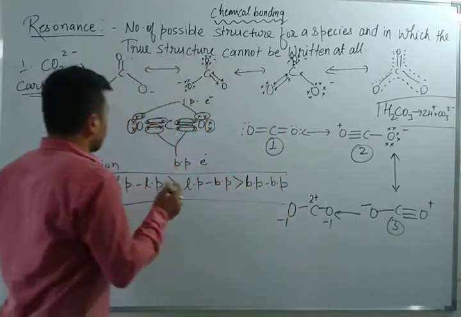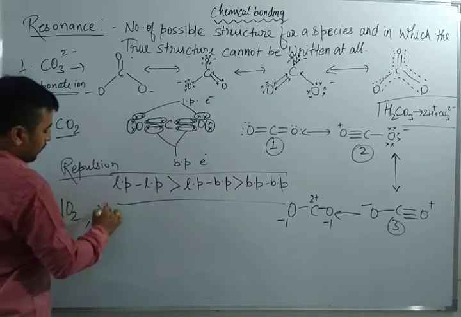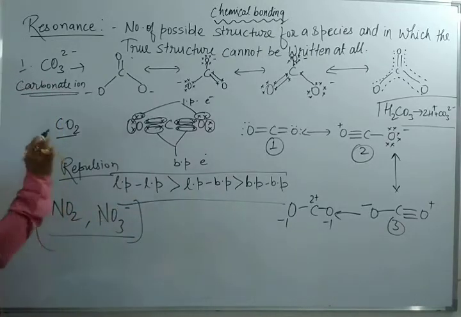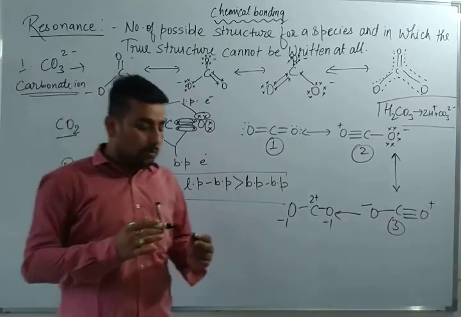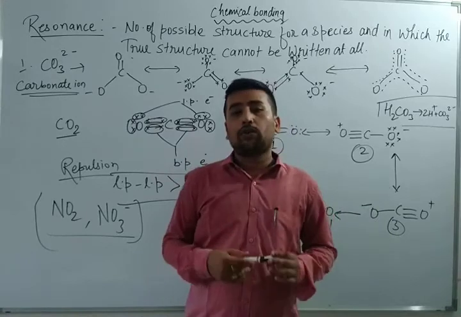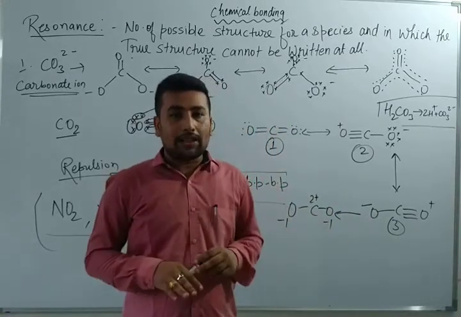I am giving you some homework: NO2 and NO3 minus. These 2 are your homework to draw the resonating structure, and I have given you 5 questions on how to calculate the formal charge. Solve those 5 plus 2, these 7 questions, while sitting at home.